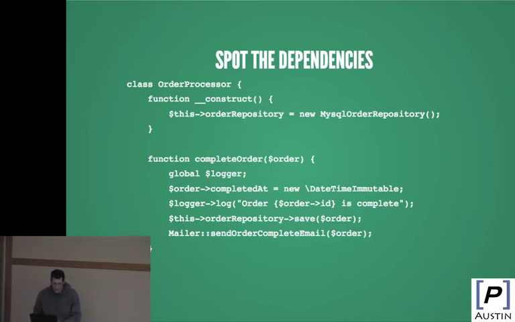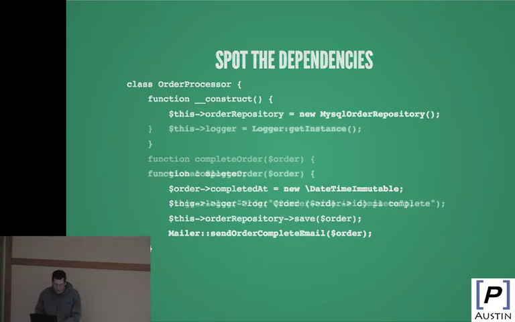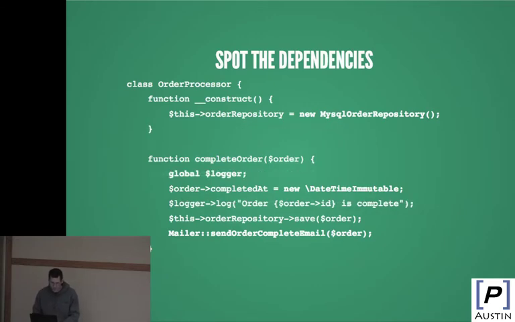We are using that order repository that we constructor injected earlier. And then we're calling a global mailer function to actually send a notification. I've gone ahead and highlighted these dependencies here. So we've got the obvious one in the constructor. We have the global call there. We have this new DateTime of figuring out what the current time is, and we have this static method mailer call.